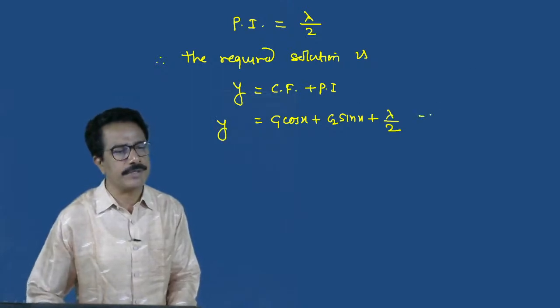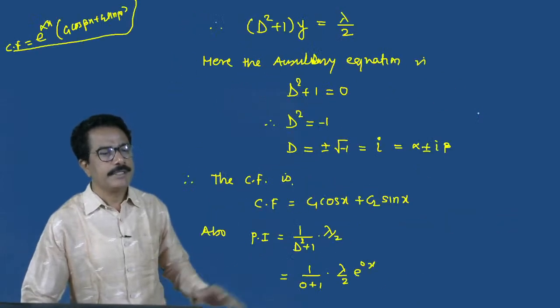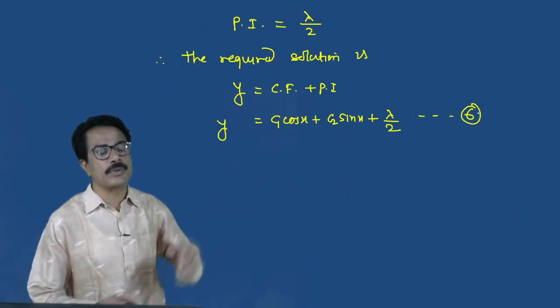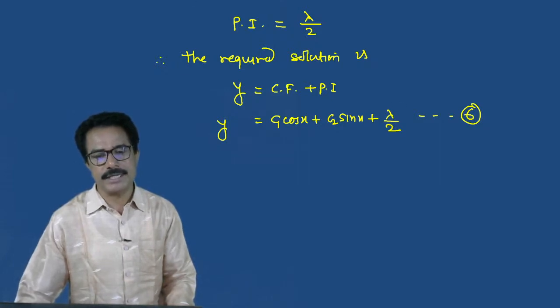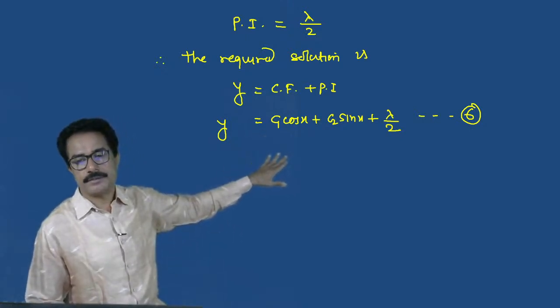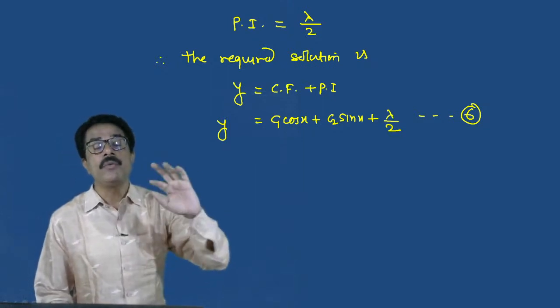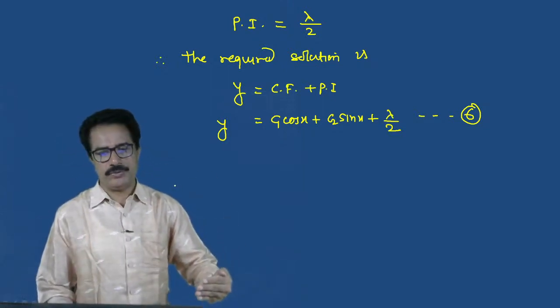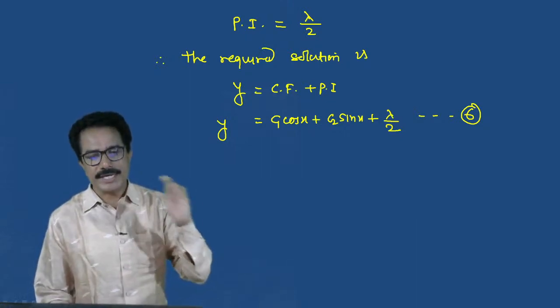This is, suppose, equation number, I think 6. Is it 6? Okay. This is the required solution, but this solution is a general solution. Why can we say that this is a general solution? Because it contains arbitrary constants. Now we have to find the particular solution according to the boundary conditions.